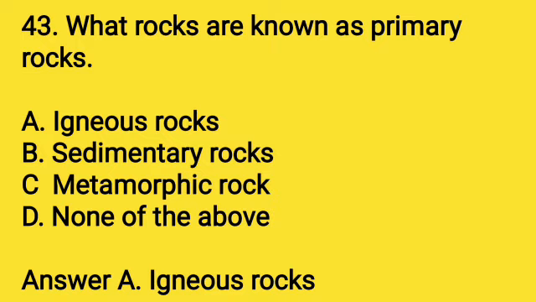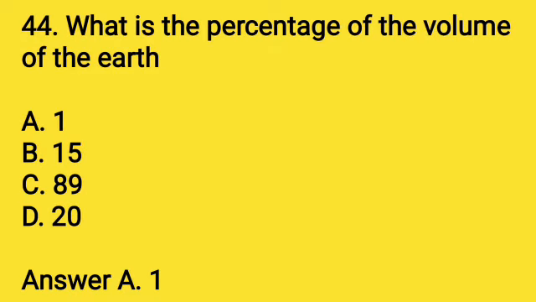43. What rocks are known as primary rocks? A. Igneous rocks. B. Sedimentary rocks. C. Metamorphic rock. D. None of the above. Answer A. Igneous rocks. 44. What is the percentage of the volume of the Earth? A. 1. B. 15. C. 89. D. 20. Answer A.